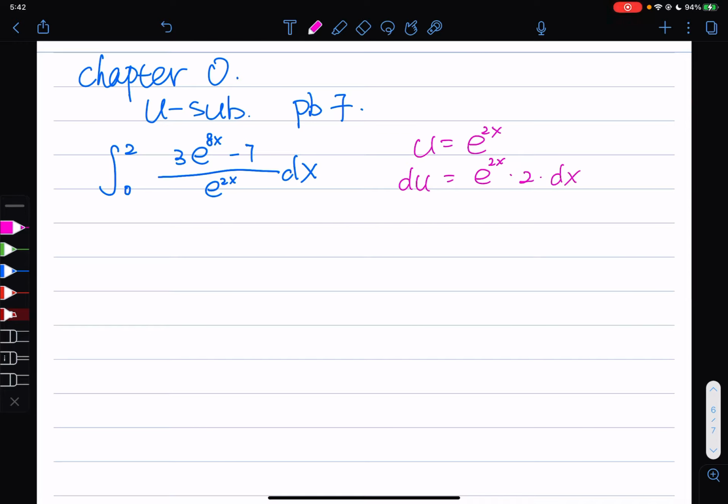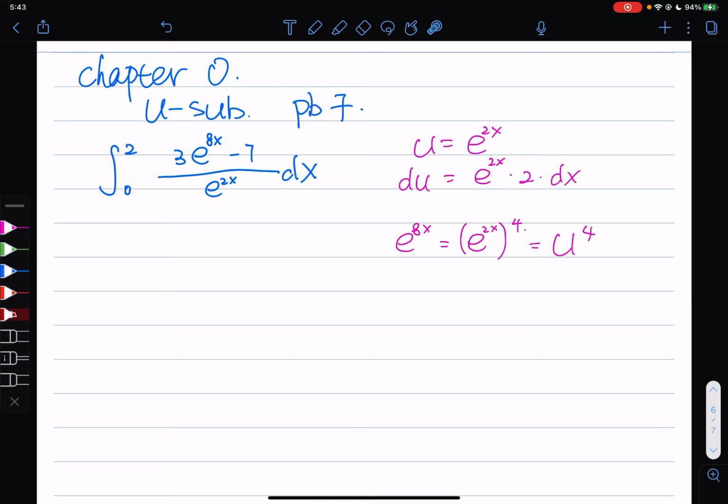Well, during the process of reformulating, you may realize this is my u directly. Minus 7 can be kept. 3 is kept. E to the 8x is something that's depending on e to the 2x, so I can rephrase that as well. So e to the 8x is e to the 2x to the power of 4. Therefore, it is u to the power of 4. So I can take care of this term as well. So the only thing left is dx.